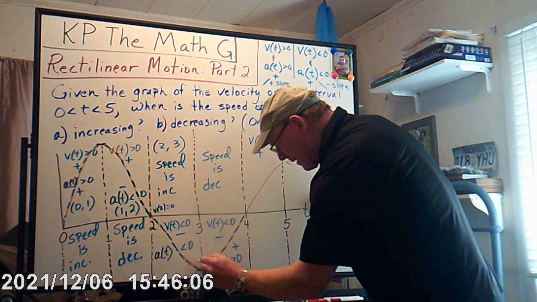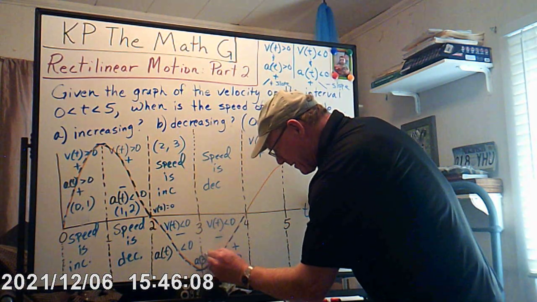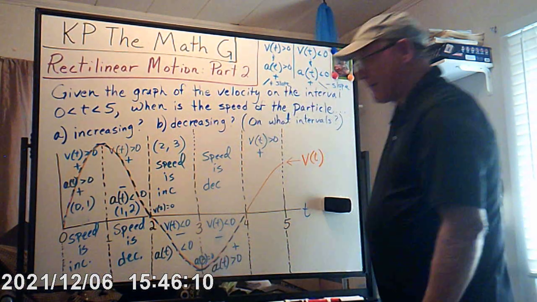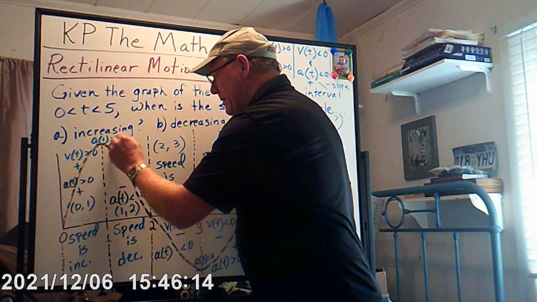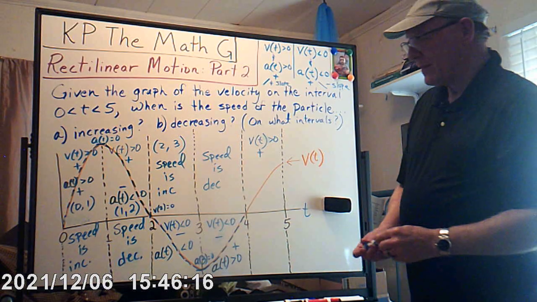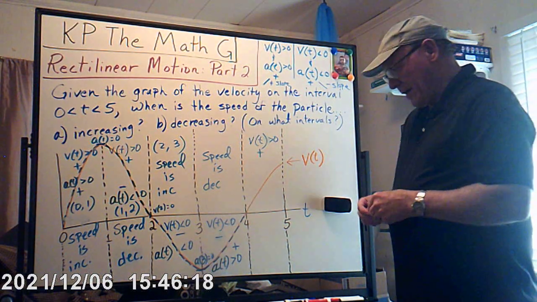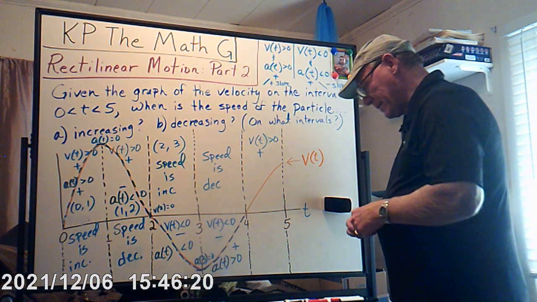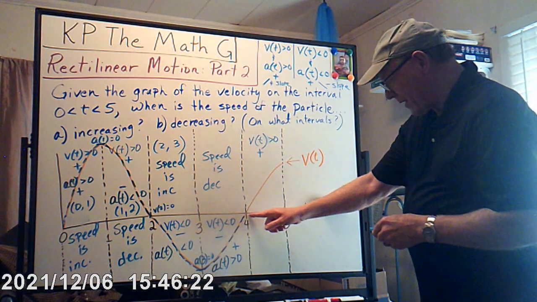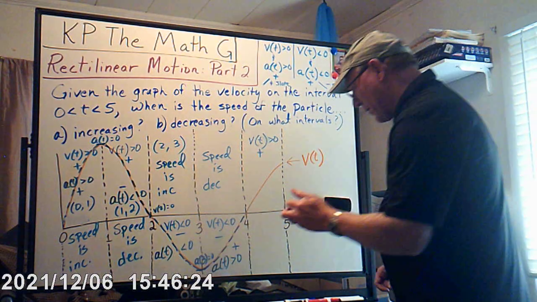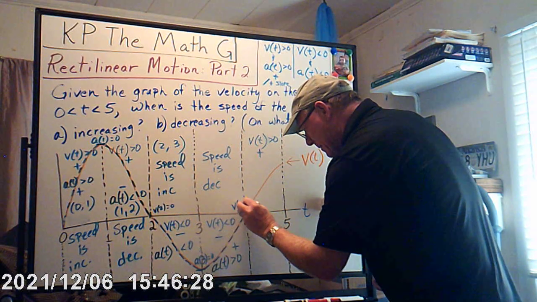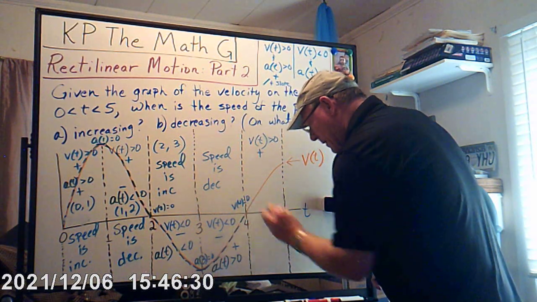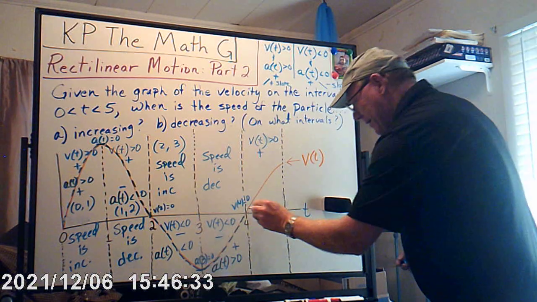A at 3 is equal to 0, isn't it? This is A at 1. A at 1 is equal to 0. Here we have the velocity. V at 4 is equal to 0, right there.